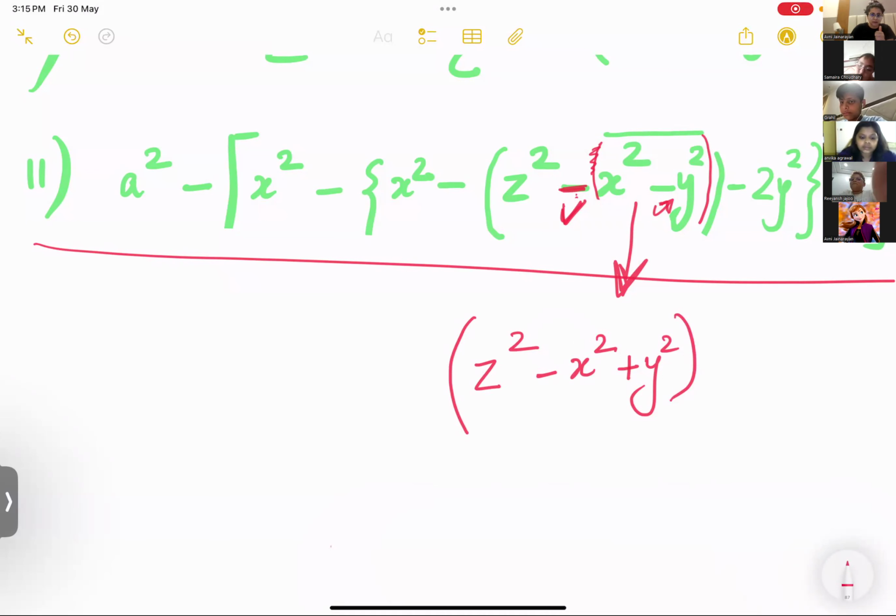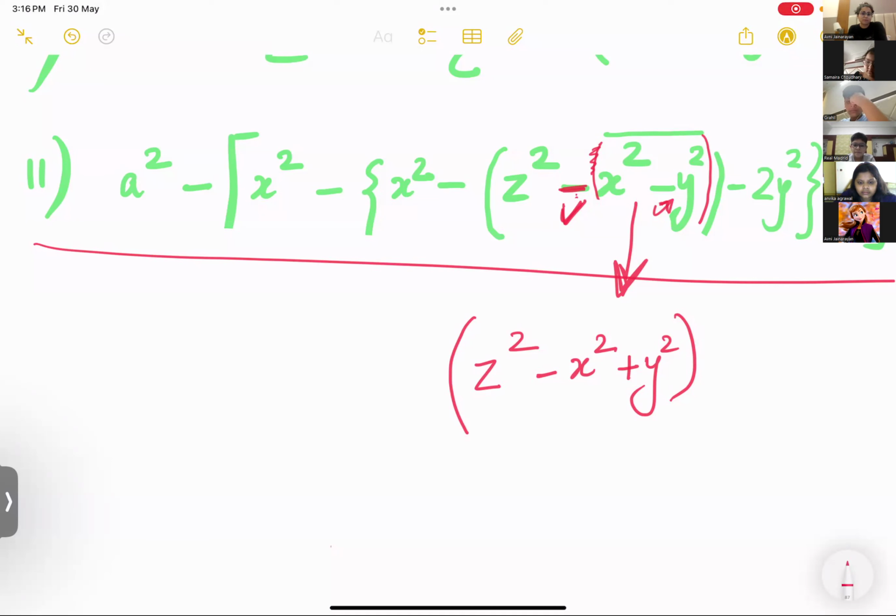Any doubt here? Don't you think it becomes a minus x square? Who is that? Manit, where exactly are you facing the problem?